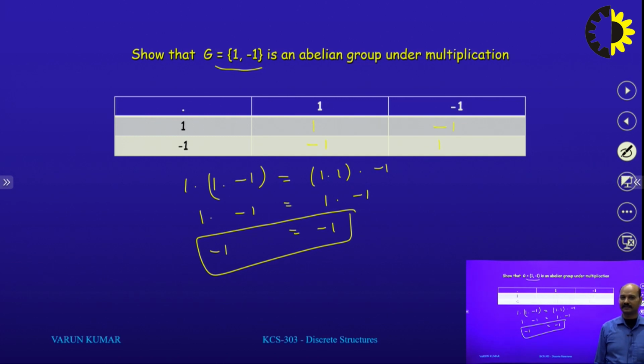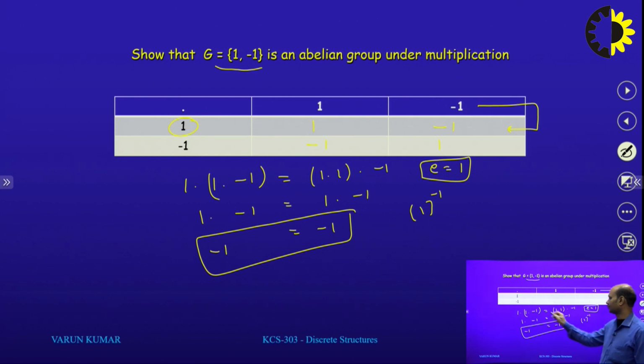Is there any identity element? So we check that the same element is repeated here. So we can say that 1 is the identity element, E is equal to 1. So the identity property is also satisfied. Now we calculate the inverse property. What is the inverse of 1? We find the identity element. The inverse of 1 becomes 1, that is equal to 1.